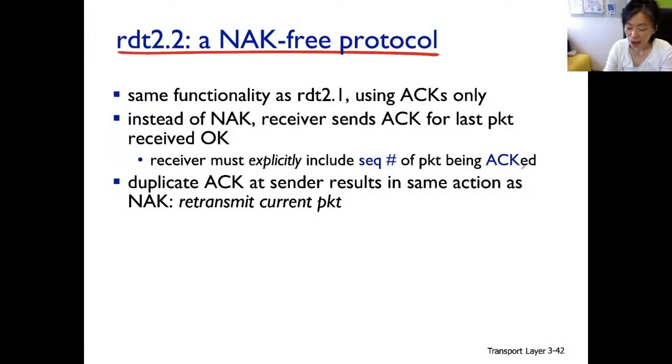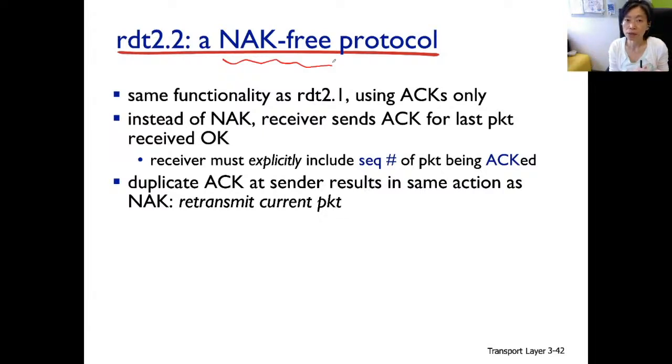RDT 2.2 is essentially the same as 2.1, except it's going to be the NAK-free version of 2.1. By that I mean, in 2.1, when the packet arrives at the receiver, we send a positive acknowledgement, that is ACK. In case the data packet is corrupted, we send a negative acknowledgement, that is NAK. As a result, we have 2 packet formats, right? One says I am acknowledgement, the other says I'm negative acknowledgement.